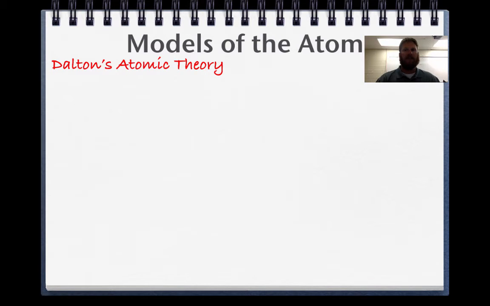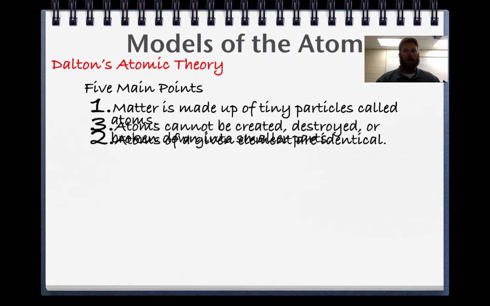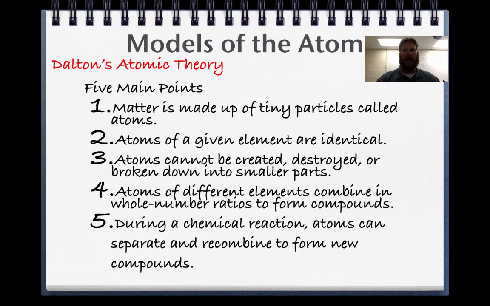The theory has 5 main points. Here they are. All matter is made up of atoms. Atoms of a given element are identical. You cannot break down atoms. Atoms combine in whole number ratios to form compounds. Atoms rearrange during chemical reactions to form new compounds.